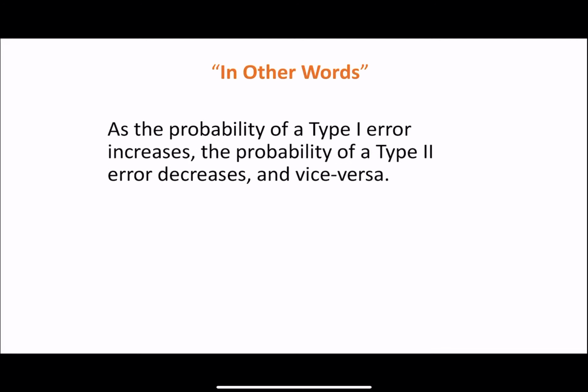As the probability of type 1 error increases, the probability of a type 2 error decreases, and vice versa. So these are obviously opposites of each other. The greater my type 1 error probability, the less my type 2 error is going to be.